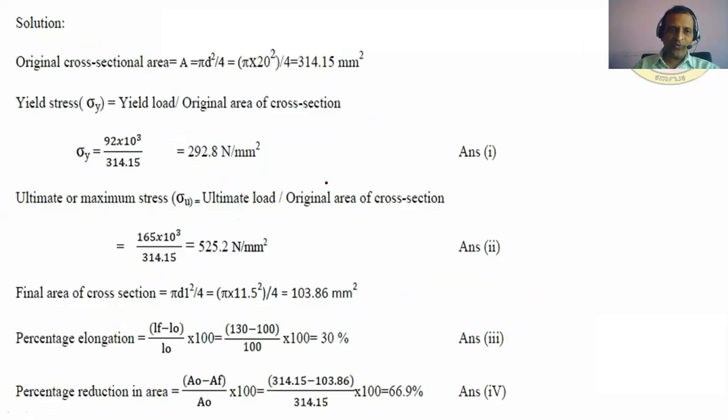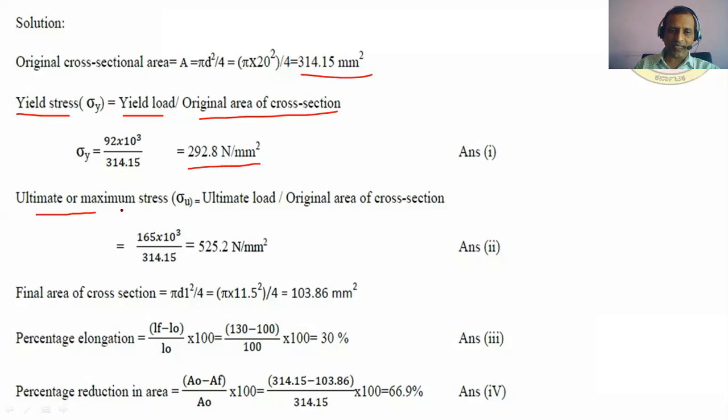So again, as before, first you find out the original cross sectional area. A is equal to pi d square by 4. So pi into 20 square by 4 is 314.15 mm square. This is the original cross sectional area. Now yield stress, sigma y, is equal to, as I told you, yield load by original cross sectional area. So 92 into 10 to the power of 3 divided by 314.15, so it is 292.8 Newton per mm square. This is the yield stress.